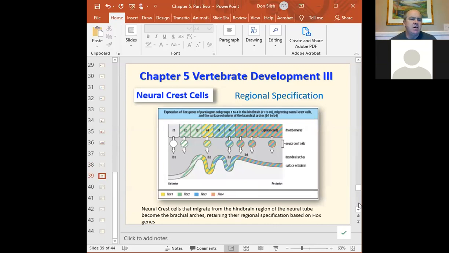And then here at the end of chapter 5, we're talking about how the Hox genes are still being represented here. So here we're talking about how these rhombomeres, which are kind of analogous to somites, except they're coming from the neural tube. So you've got these transiently delineated sections of the neural tube.